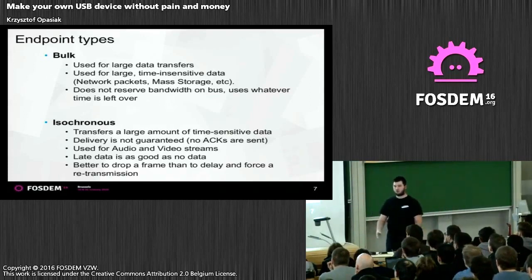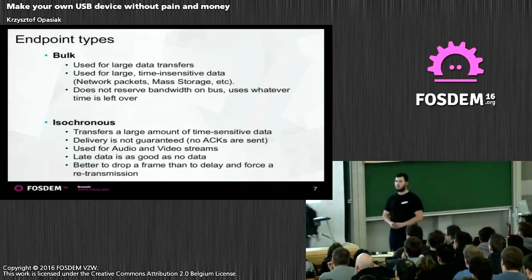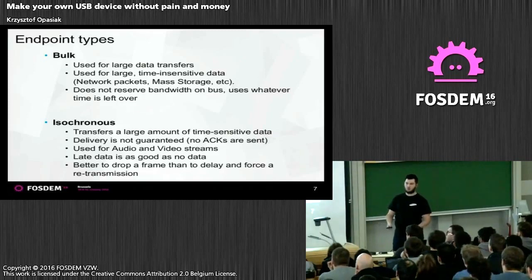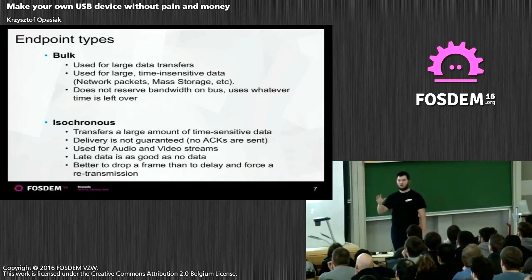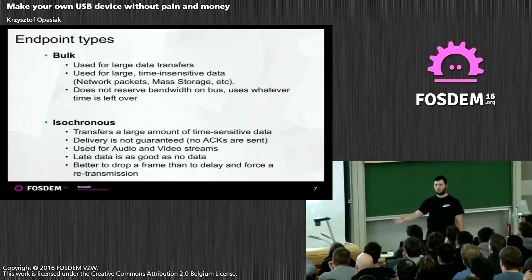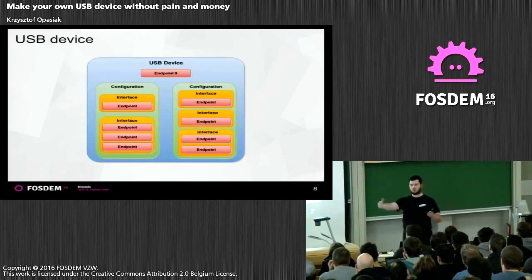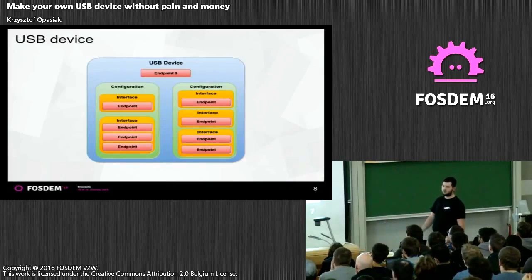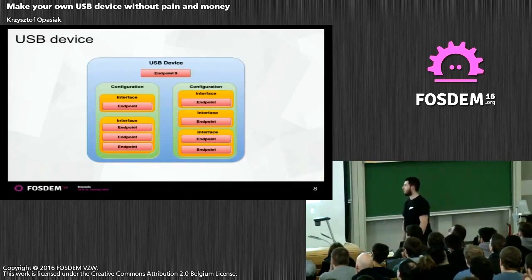ISO is used to transfer a large amount of time-sensitive data, for example video streams. When you have your web camera, it doesn't matter if you drop a single frame. It is better to drop this frame than hold the whole stream and force a retransmission. So there is no delivery guarantee.